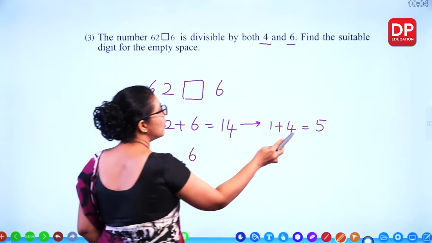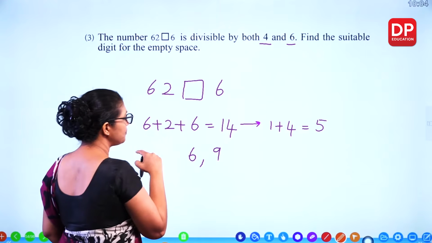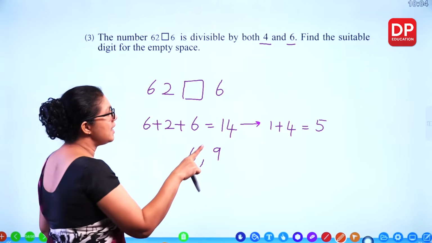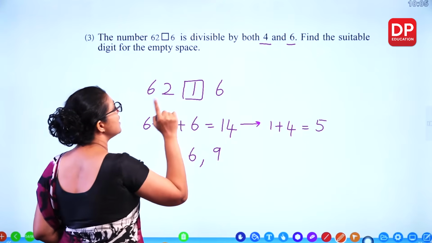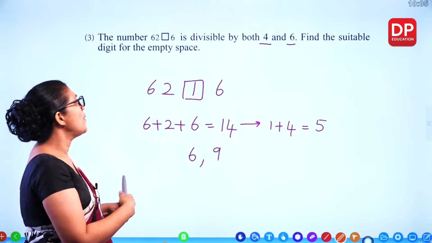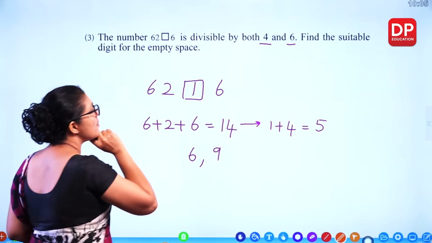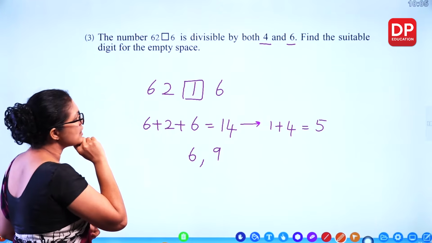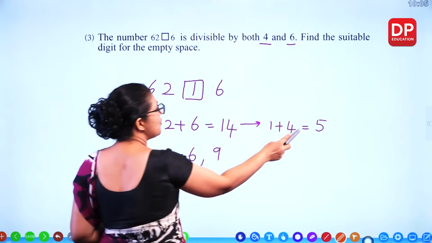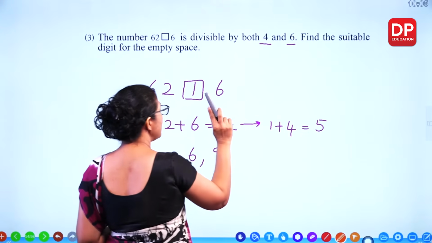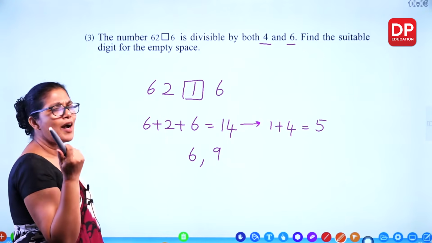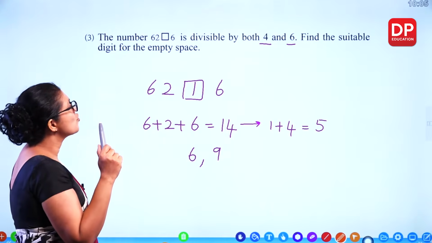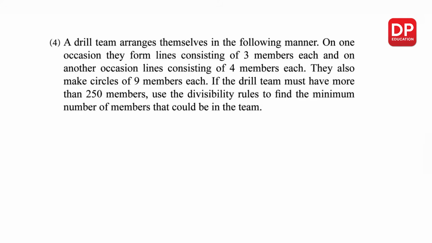Or what's the other one? 9 is possible. Now you need 1 more to get 6. So if we put 1 here, definitely it's divisible by 4 as well because 16 is divisible by 4. Can we find out another digit? You need 3, or 4 to get 9. 46, is it divisible by 4? You can't put 4 there. So the only possibility is 6216.